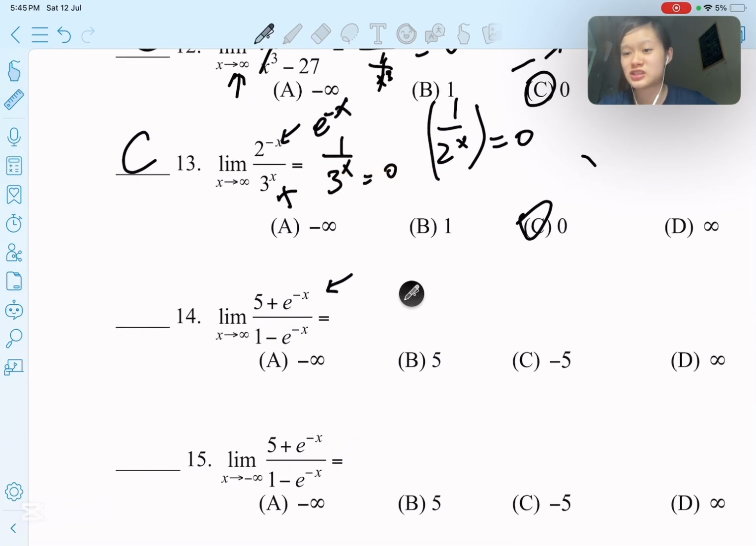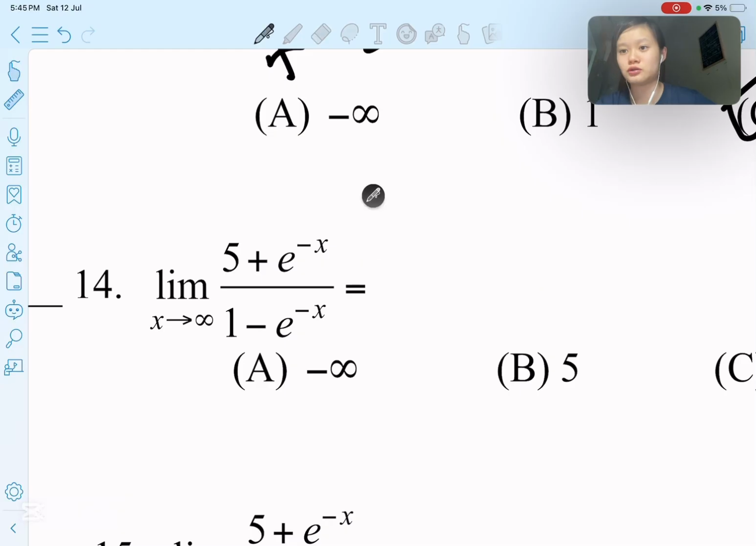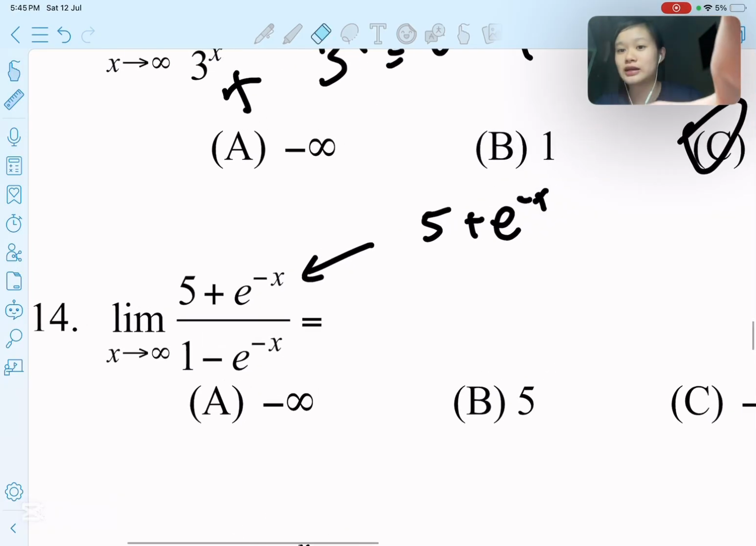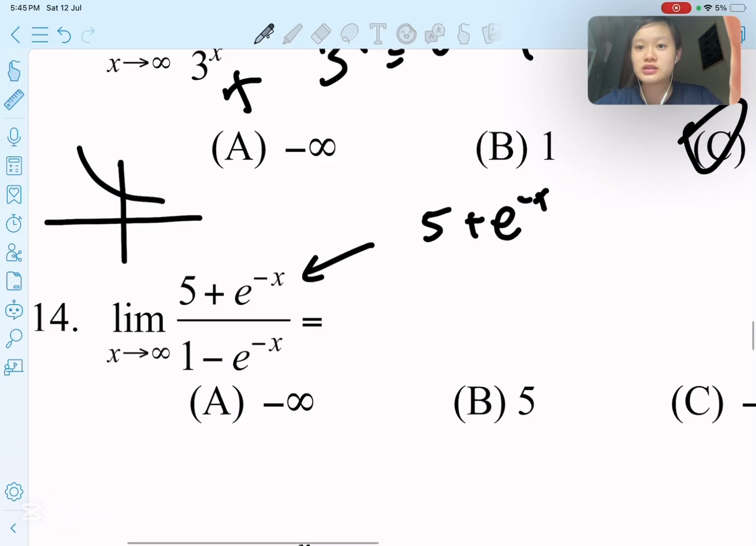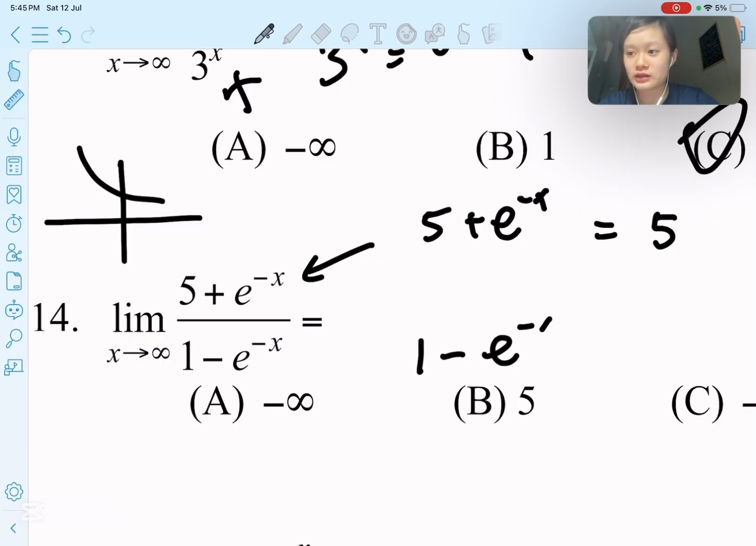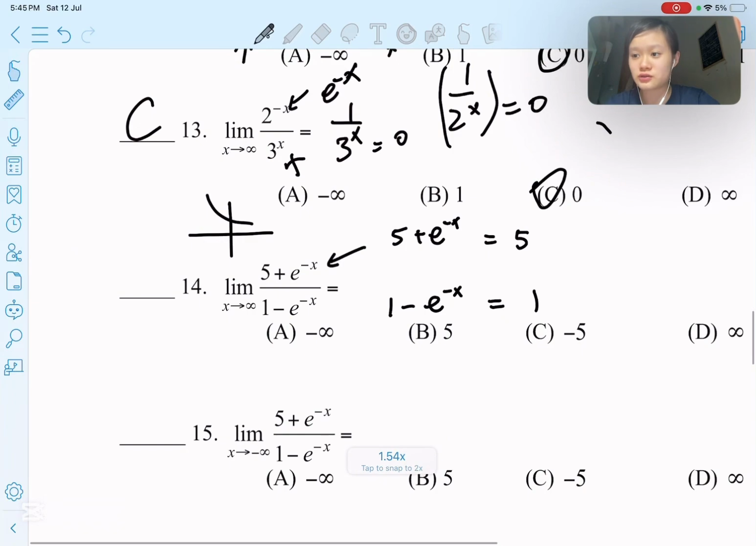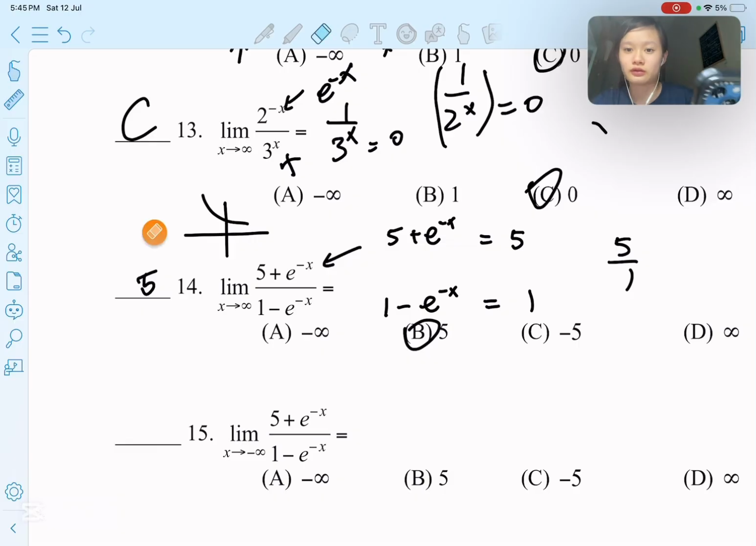It might seem a little scary at first, but if you break it down into two parts, this is 5 plus e to the negative x as x approaches infinity. As I said before, the graph looks something like this. So this just becomes 5. And then this is 1 minus e to the negative x as x approaches infinity. That's nothing but 1. So this is just 5 over 1, or 5. Let's see. Oh, no, not 5. Sorry. Yeah, that's right.